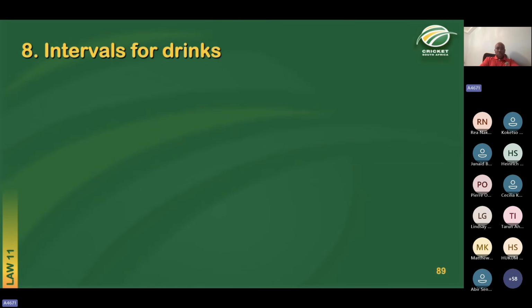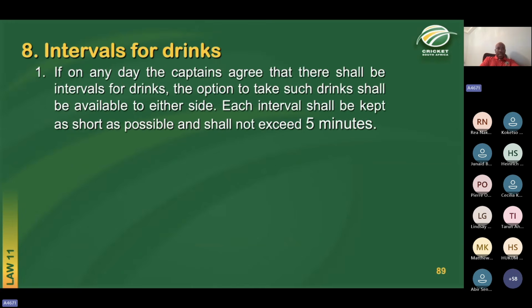Let's move on to our drinks breaks. If on any day the captains agree that there shall be intervals for drinks, the option to take such drinks shall be available to either side. Each interval shall be kept as short as possible and shall not exceed 5 minutes.